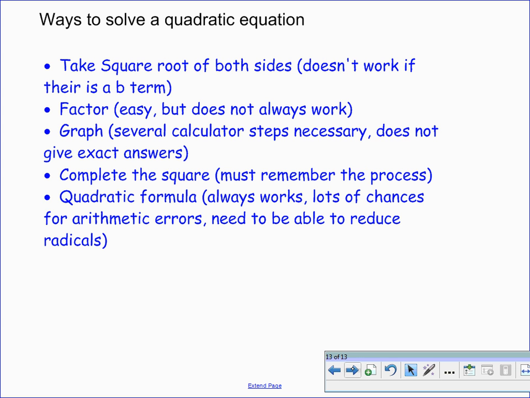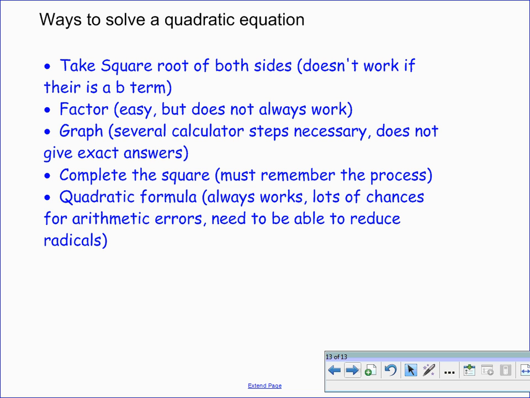So, in review, we've learned 5 different ways to solve quadratics. The first one is take the square root of both sides. That will not work if there's any b term at all. If there's a b term at all, we're going to have to use another method. If there's a b term, we can factor, but that is easy but doesn't always work. We can graph it and use the calculator to find the x-intercepts, or the zeros, but it's a lot of steps, and it only gives you decimal equivalents. It doesn't give us exact answers.